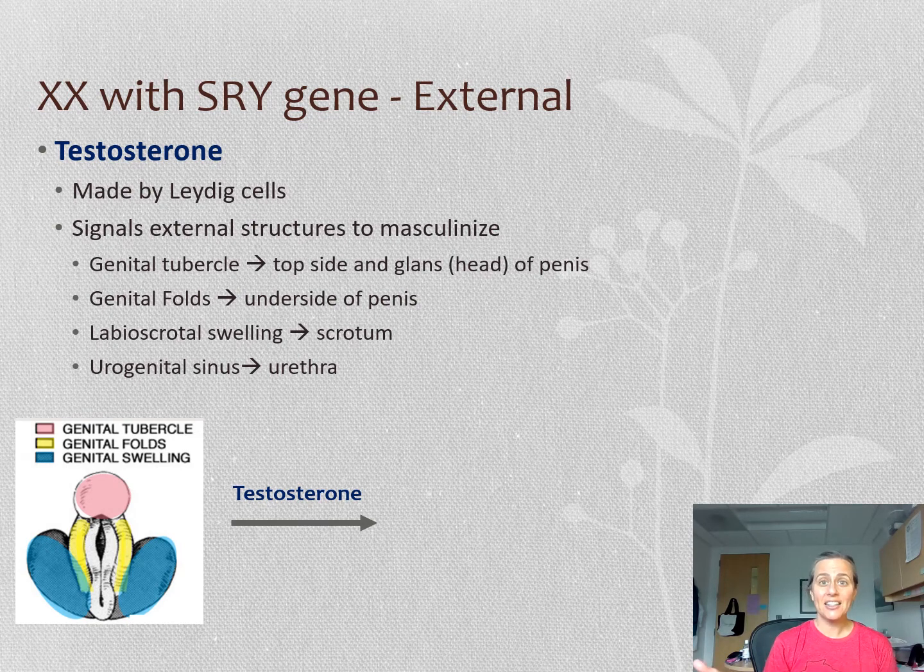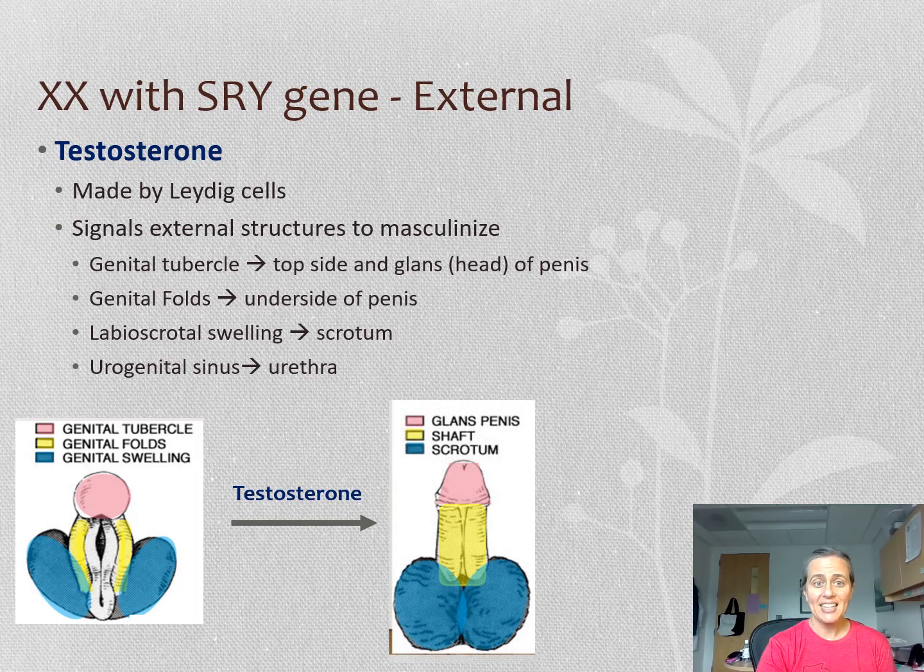Externally, testosterone being produced by those testes, by the Leydig cells, is going to tell the external genitalia to masculinize. So again, the genital tubercle is going to become the top side and the head or glans of the penis. Genital folds will become the underside of the penis. Labioscrotal swelling will become the scrotum, and the urogenital sinus will become the urethra, the urine tube, which is inside the penis.